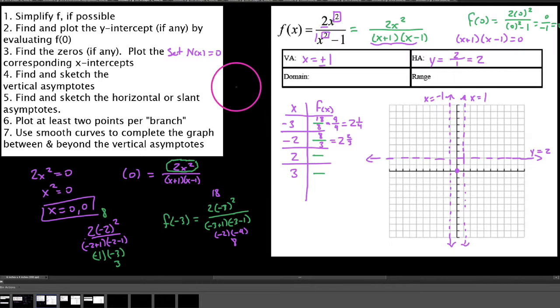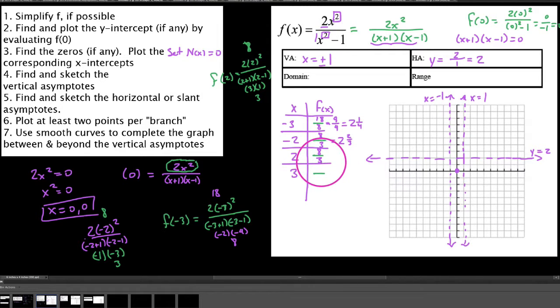Now plugging in a +2, this is probably the longest part of these problems, plugging in values. F of 2, we would have 2 times 2 squared. So I want you to see that on top we're still going to get an 8, just like when we plugged in a -2. But on the bottom we get 2 plus 1, 2 minus 1. Here we would get a +3 times a +1, which is 3. So I notice that I'm going to get some symmetry on this graph here.